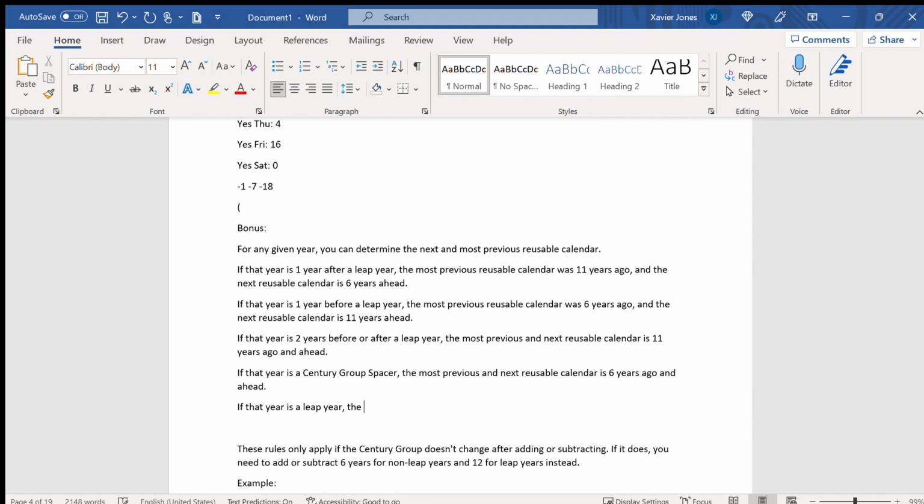If that year is a leap year, the most previous and next reusable calendars are 28 years ago and ahead.